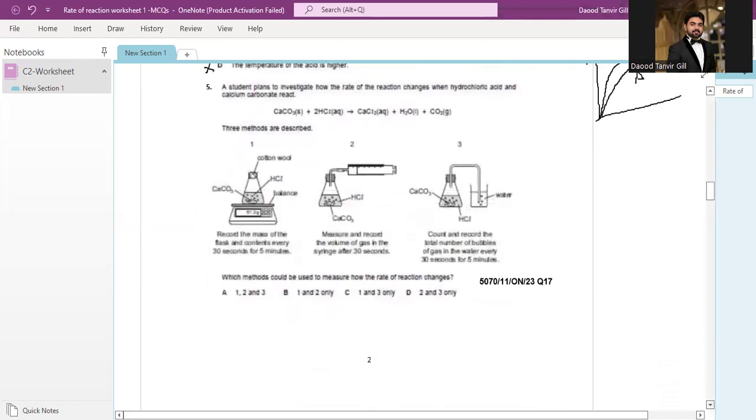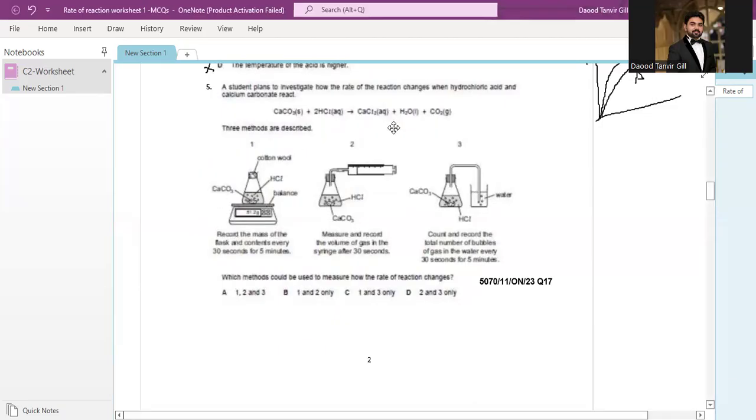In question number 5, there is a reaction between calcium carbonate and HCl, and the student wants to find the rate of reaction. So there are three combinations he can use. Combination number 1, in which he is recording the decrease in mass of the reactants in the flask after every 30 seconds for a period of 5 minutes. Yes, this can be used.